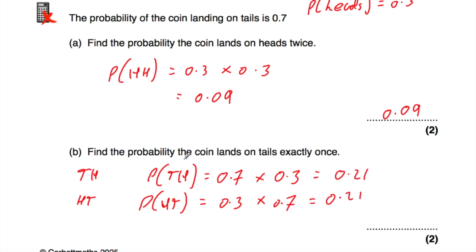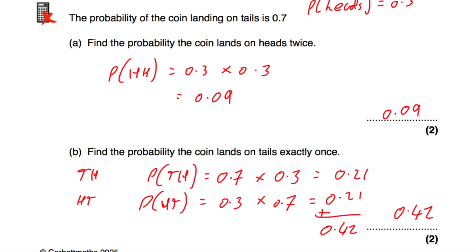So we found the probability of it landing on tails and then heads, and we've also found the probability of it landing on heads and then tails. Now either one of these two options would work, and if we add them together, that'll give us the probability of the coin landing on tails exactly once. So 0.21 plus 0.21 is 0.42. So the probability that if this biased coin is flipped twice, it'll land on tails exactly once would be 0.42. So we find the probability of either of the options that would work, and then we add them together.